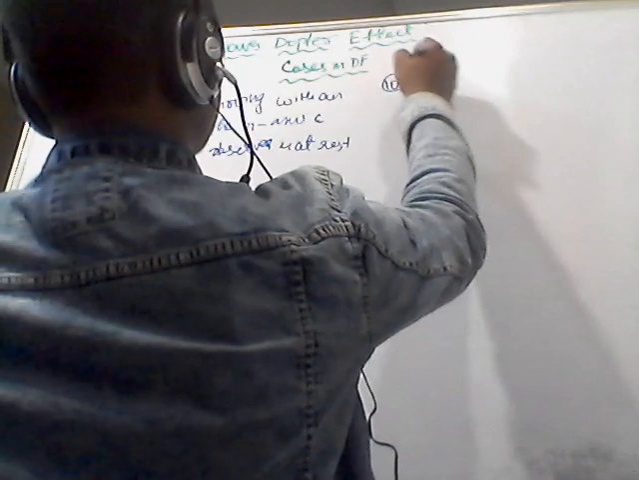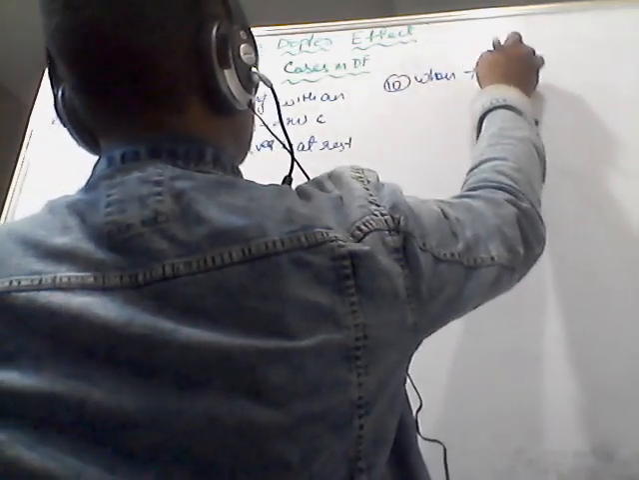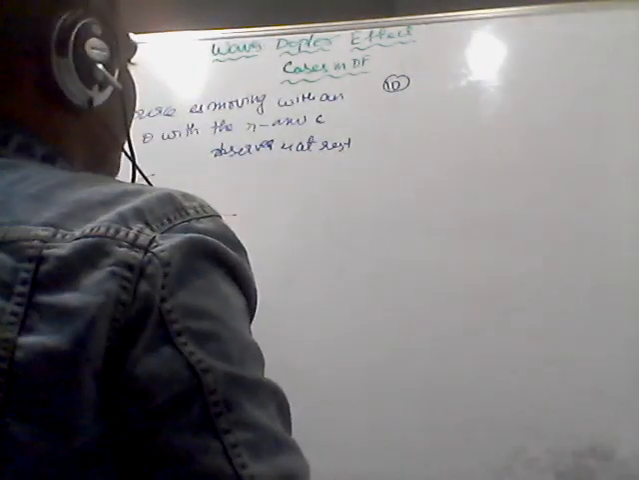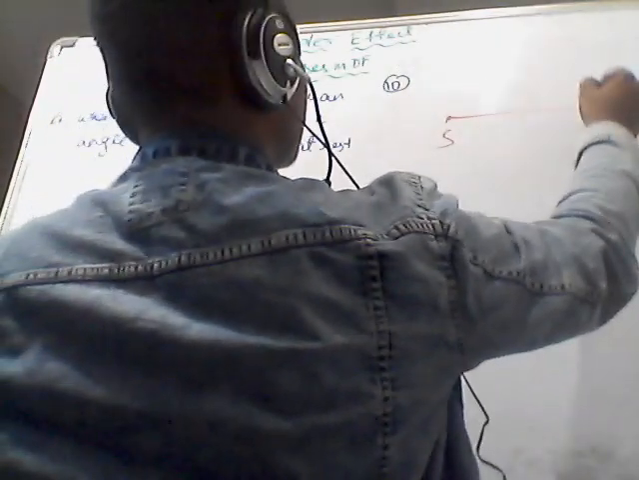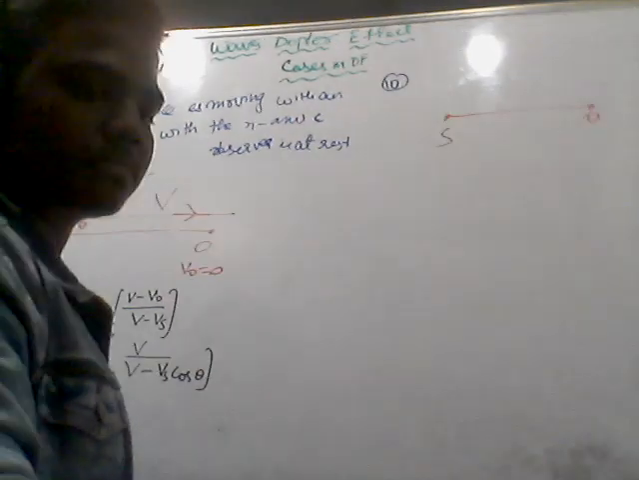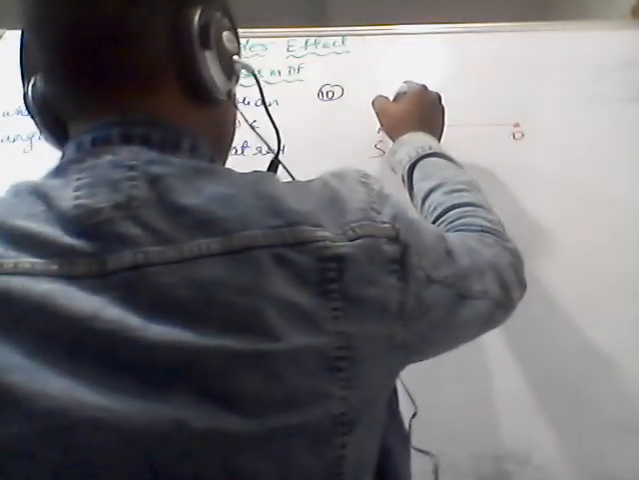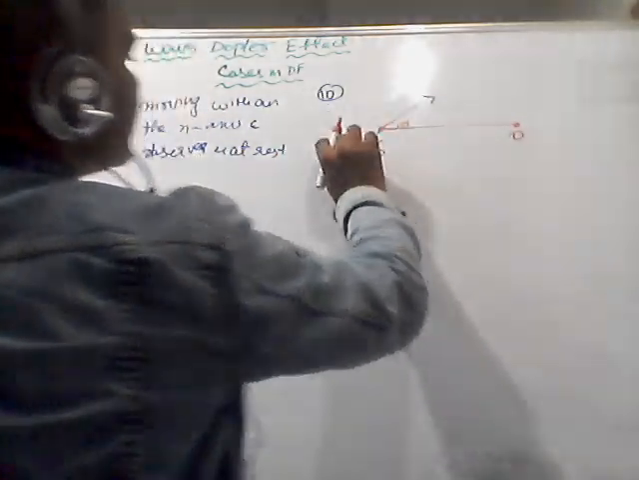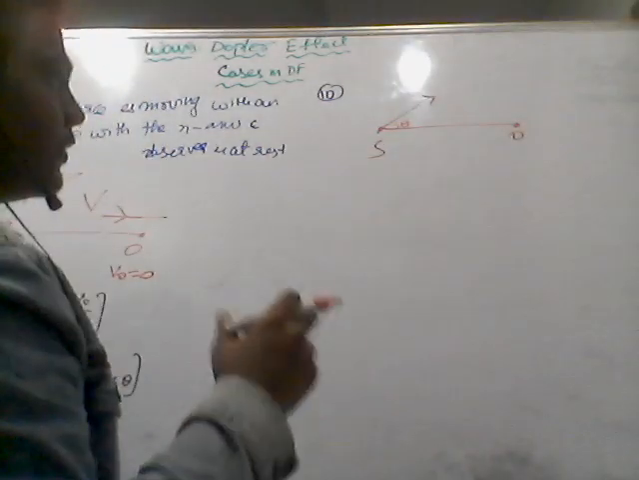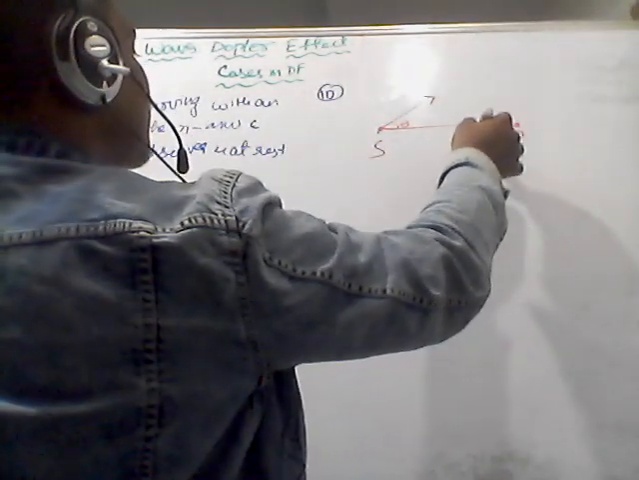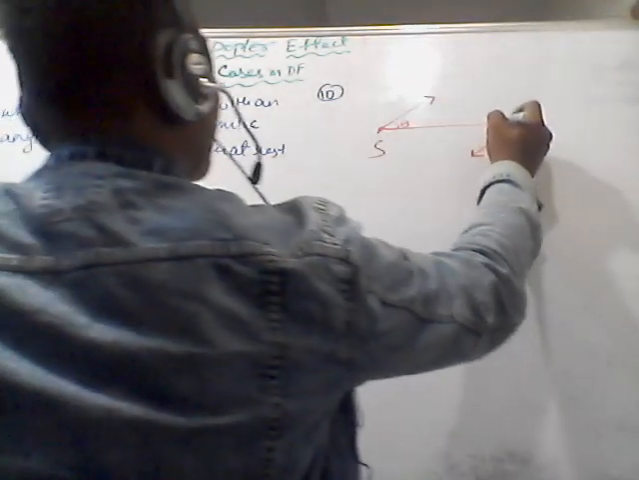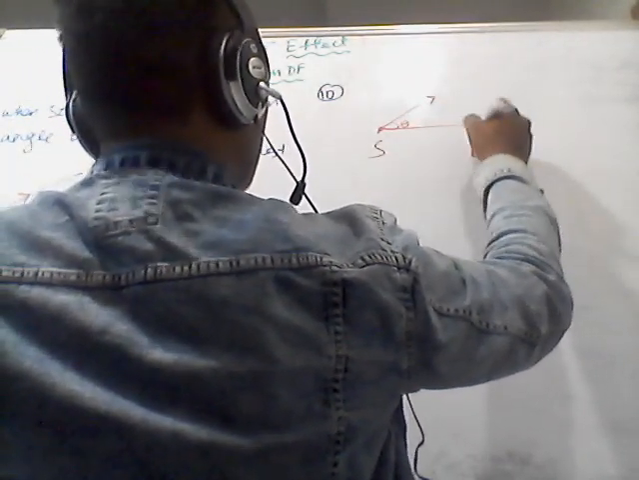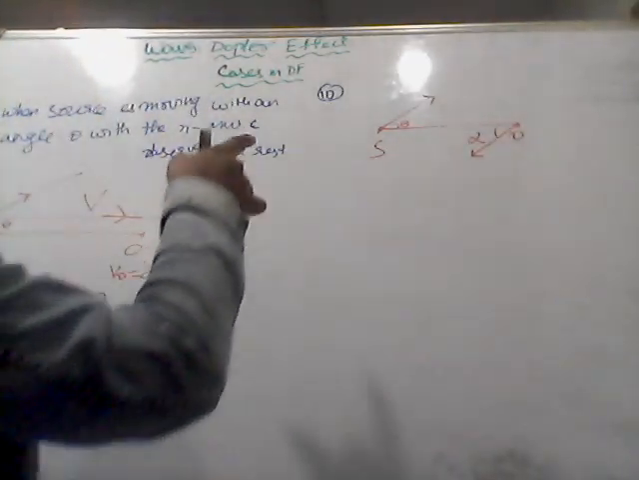Coming to case 10, I'm not writing the case, I'll represent it in a pictorial manner. You may write it in your own words if you want. Source here, observer here, correct? Now the source is moving making an angle theta with the x-axis, towards the observer, whereas the observer is moving towards the source in this way, making an angle alpha.